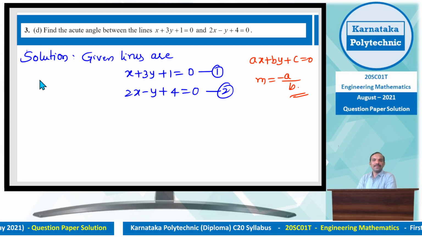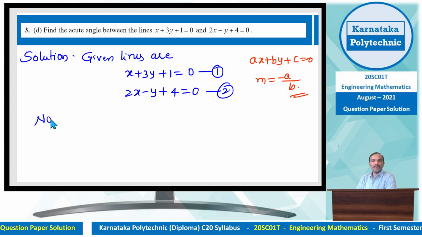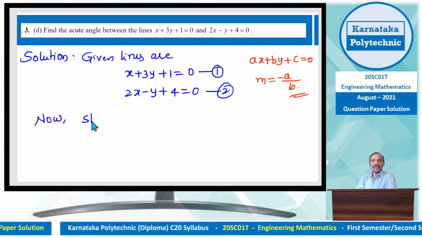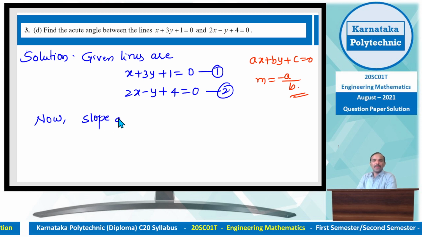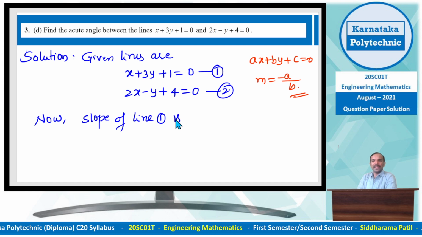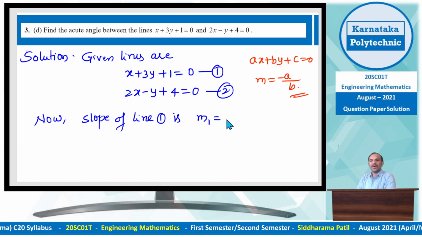For the first line, the slope of line 1, I will take it as m1. For the first line, m1, the formula is minus a by b. Here a is 1, b is 3, so m1 is minus 1 by 3.